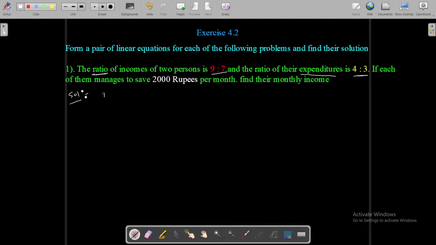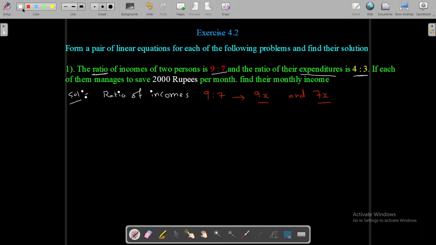So here, first of all, we will see the ratio of incomes. They are in the ratio of 9:7, or we can write this in the form of 9x and 7x. So we are taking these variables 9x and 7x.